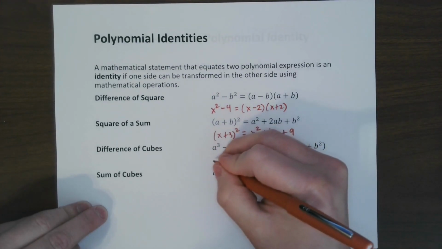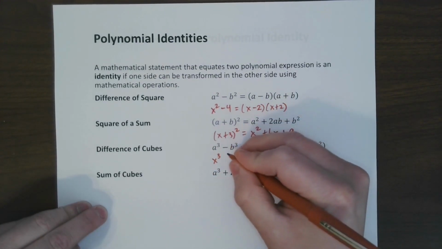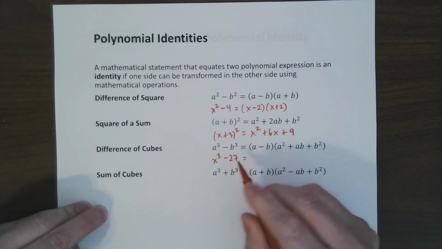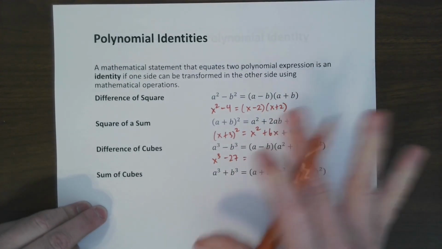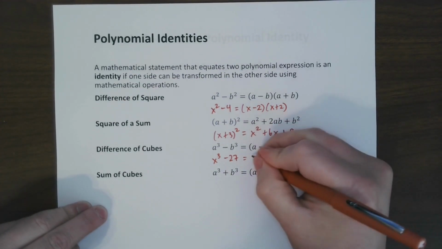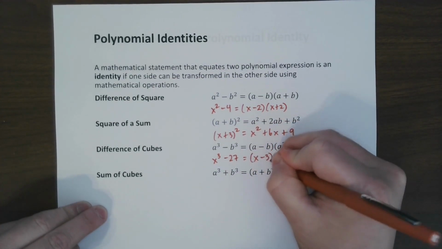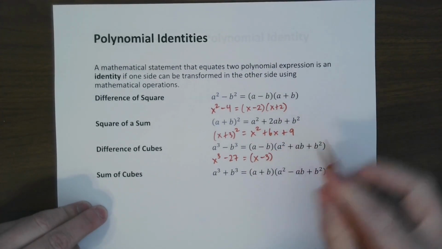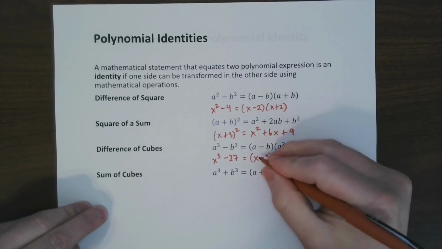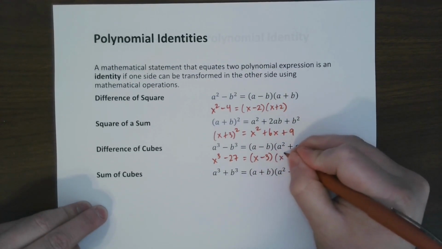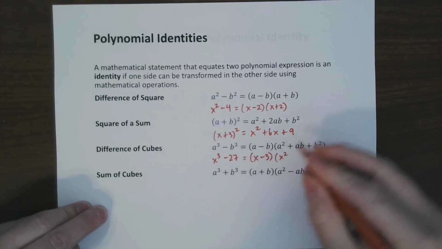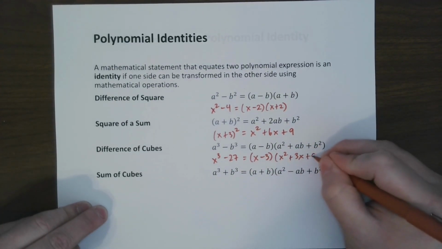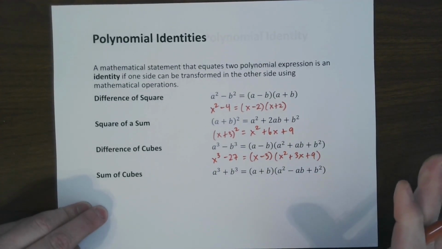So for difference of cubes, we look for cubic numbers. So first thing we do is we write without any cubes. So we go x and then minus 3, because 3 times 3 times 3 is 27. Now using this, I can write this part. So x times x is x squared. Do 3 times x and change the sign. And then 3 times 3 is 9. And that's how it works every time.